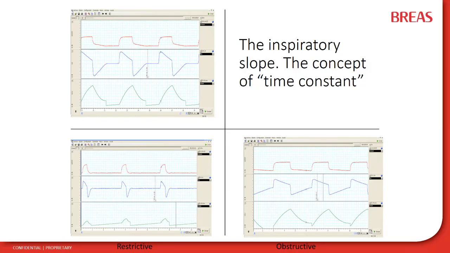Let's progress to the next concept, the inspiratory slope. This is really linked to another concept, the concept of time constant. Remember that the time constant is longer in obstructive patients. This is simulating an obstructive patient, and you can see that the slope is less pronounced, for example, if we compare it with restrictive patients. The time constant and the slope are really faster here in the restrictive model than in the obstructive model.